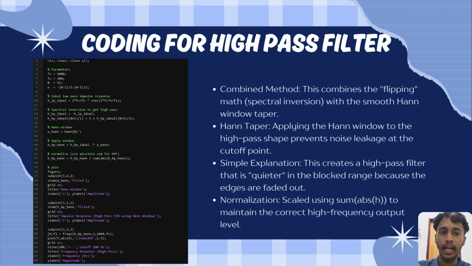Next, creating the high pass. By adding 1 to the exact center sample, we shift the filter so it now blocks low frequencies and lets the high ones pass through.